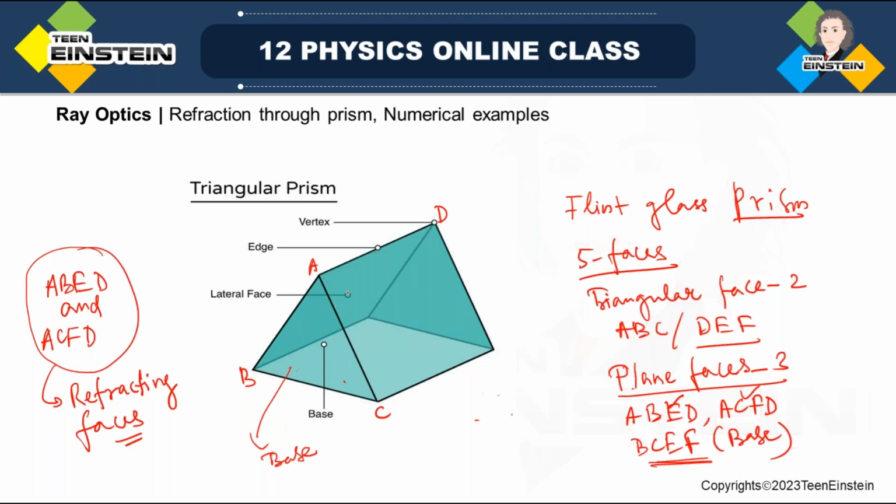Now look, the angle between these two faces AB and AC, or these two refracting faces ABED and ACFD, is called the angle of prism. This is generally denoted by A. So A is the angle of prism.